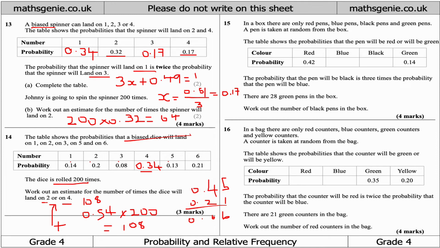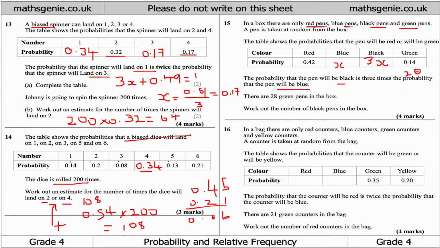This is question number 15, guys. In a box, there are only red pens, blue pens, black pens, and green pens. The table shows the probability that the pen will be red or green. The probability that the pen will be black is 3 times the probability that it's going to be blue. So that's going to be x, and that's going to be 3x. There are 28 green pens in the box. Work out the number of black pens in the box.